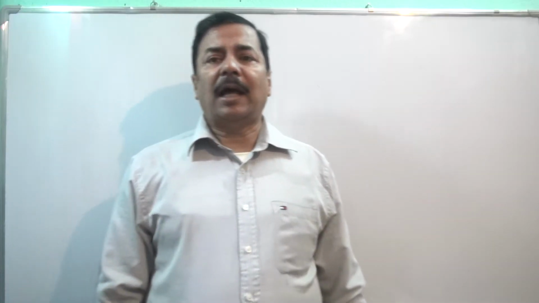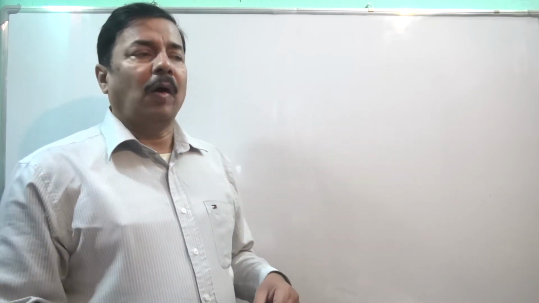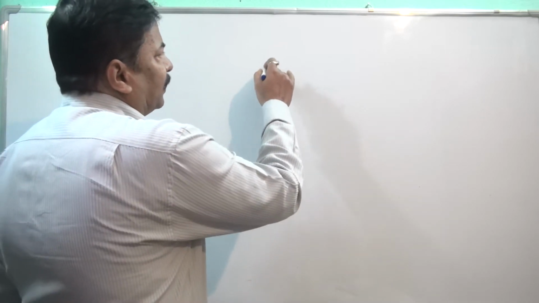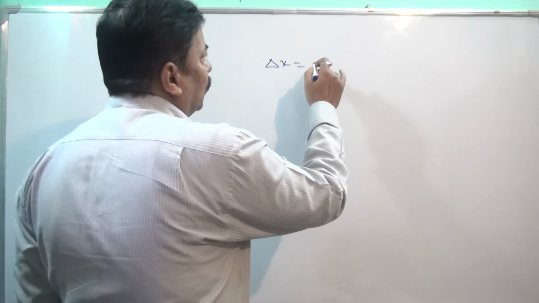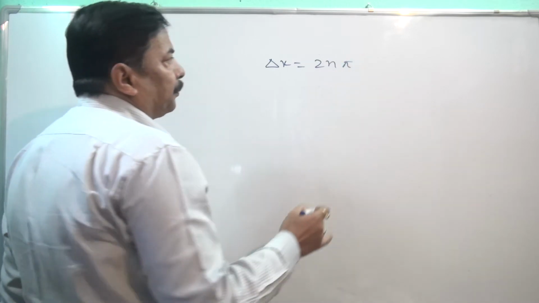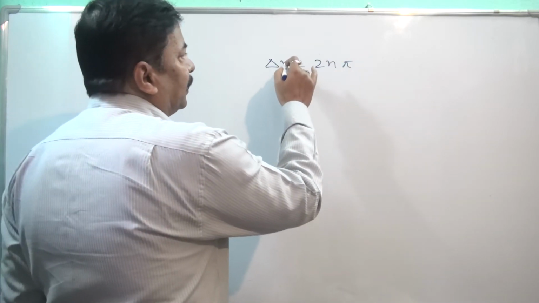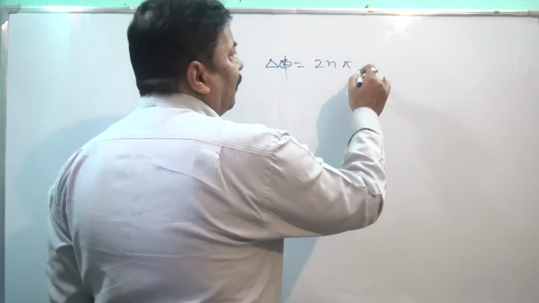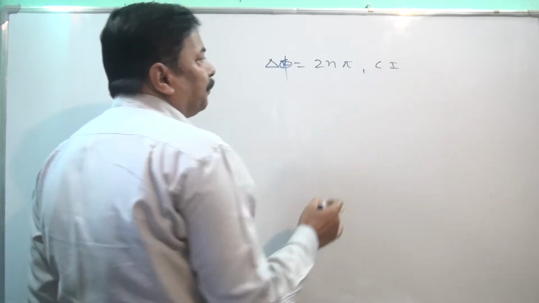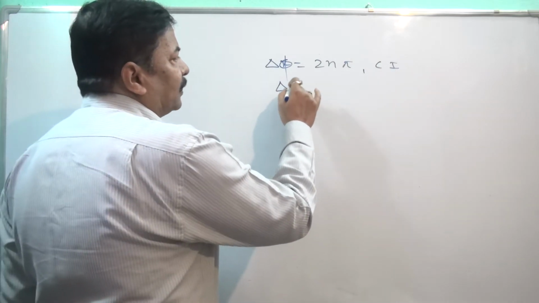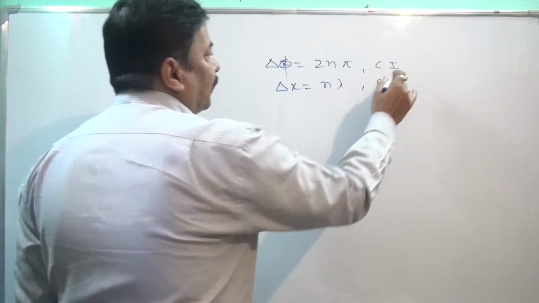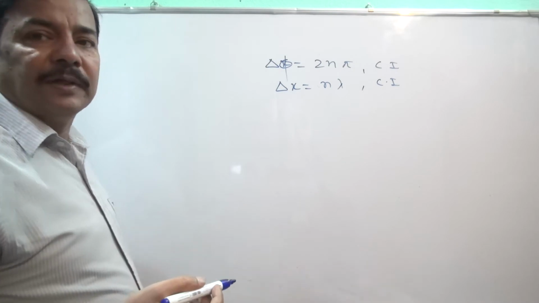Hello students, let us continue our discussion with the interference. In the last class, I discussed the interference condition that if path difference del phi is equal to 2n pi, then we will have constructive interference. Or if path difference del x is equal to n lambda, we have constructive interference. This we have discussed in the previous discussion.